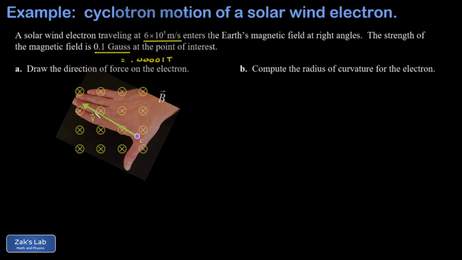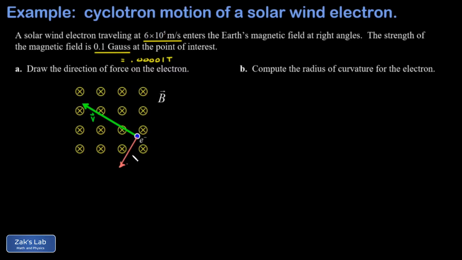So it looks like this. Now notice that my thumb is pointing this way. That's the direction the force would be on a positive charge. So the Lorentz force right-hand rule gives you the direction of force on a positive charge. If the charge is negative, you have to reverse that direction.